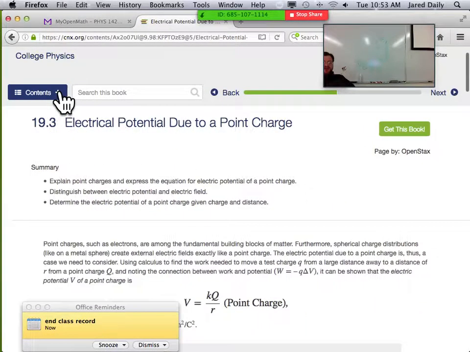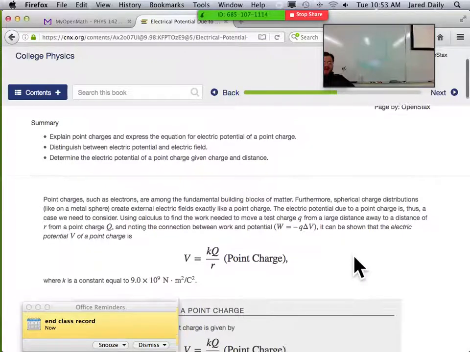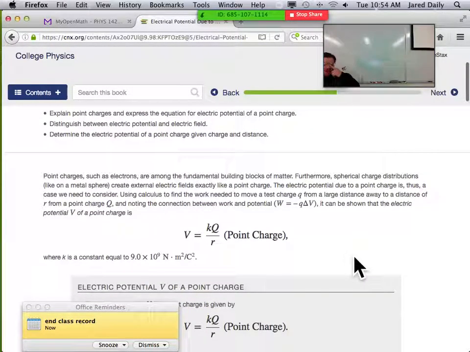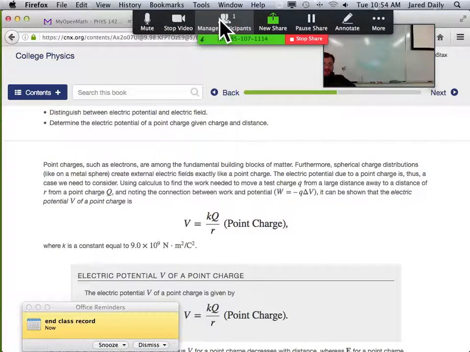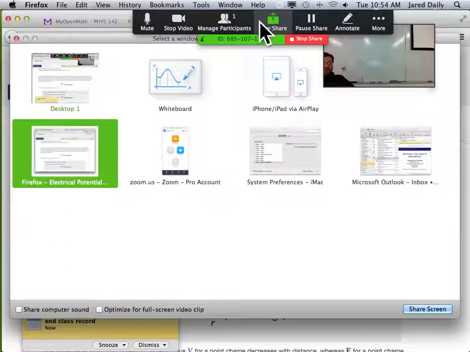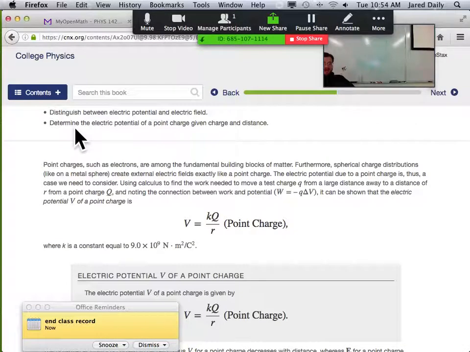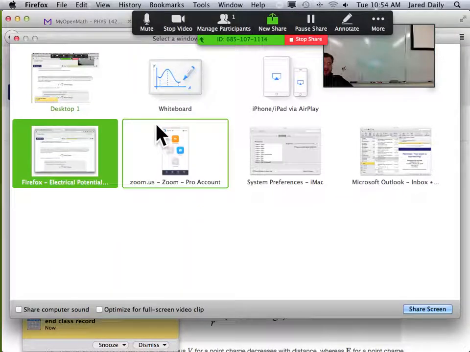Then in section 3, we make the calculation for the potential due to a point charge, which I showed you earlier, which is really quite simple. You take the electric field of a point charge and you multiply it by the distance that you would have to go to get away from that point charge, which would be the R, and you end up with this equation.